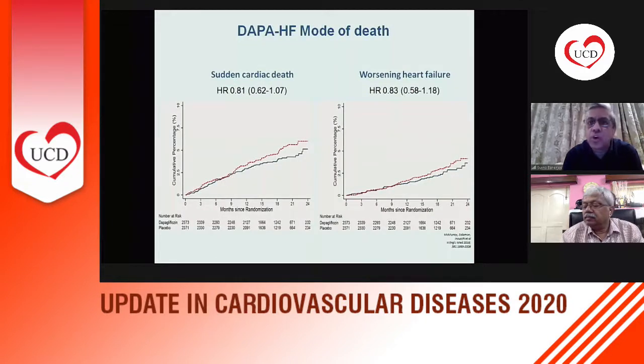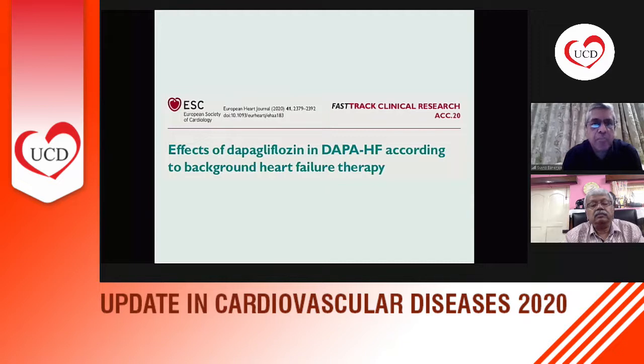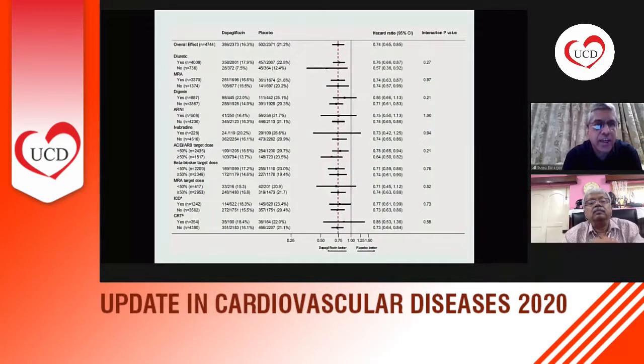And dapagliflozin not only reduced worsening heart failure, but also reduced sudden cardiac death as the cause of death. If you look at the pre-specified subgroups, such as age, sex, race, NYHA class, EF, NT-proBNP levels at baseline, etiology of heart failure, body mass index, and baseline eGFR, in all these subgroups, dapagliflozin did better than placebo. The background heart failure therapy did not modify the effects of dapagliflozin. As you see, this is true not only for devices, but also for drugs. And I have to mention especially ARNI.